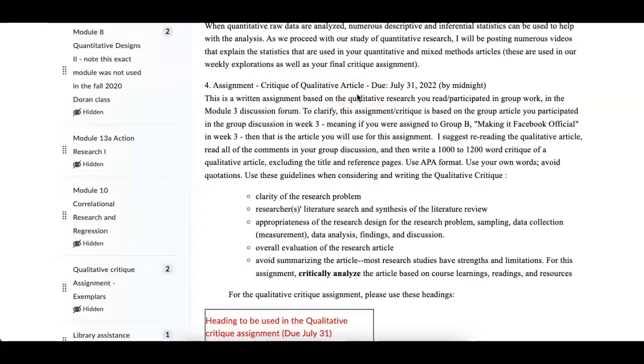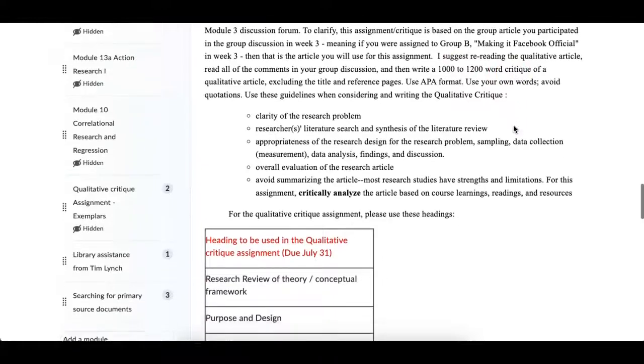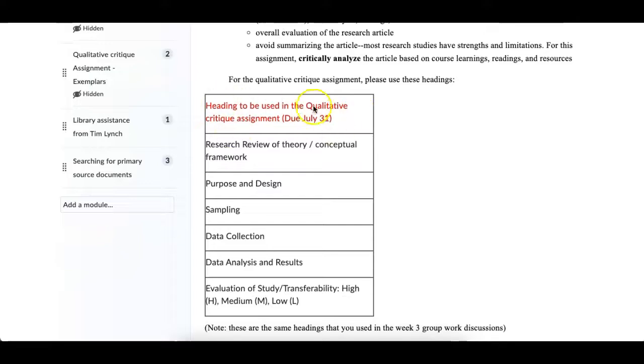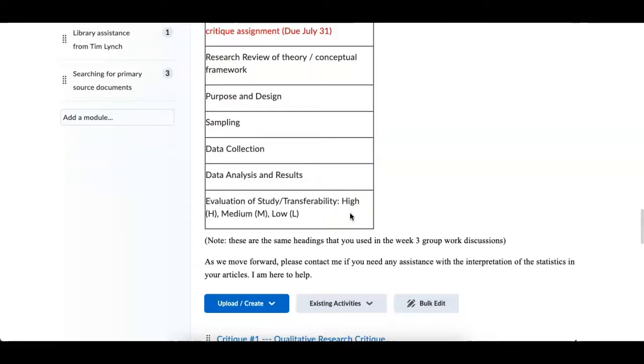So what this means is that if you were in Group A, you will be writing an article, 1,000 to 1,200 words, double-spaced, and you will be describing what you discussed as a group last week. Headings to be used in the qualitative critique. Here they are. I will send out in the next couple of days a couple of qualitative critique exemplars so you can take a look at those.